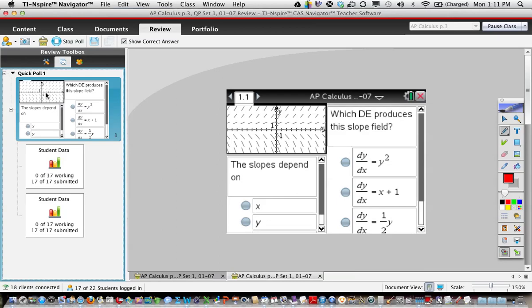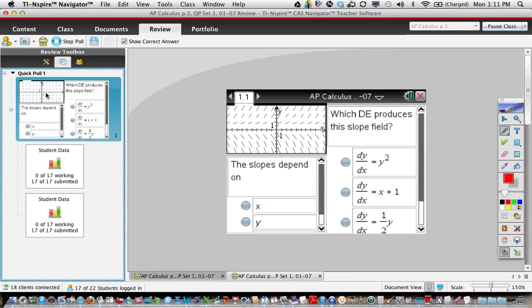Okay, do you notice how the slopes are the same? When you look at a slope field, I think from this point forward, when you're doing a matching activity, you probably ought to look for this. You ought to look for either horizontally or vertically, the slopes stay the same. And in this case, as I go horizontally, they stay the same.